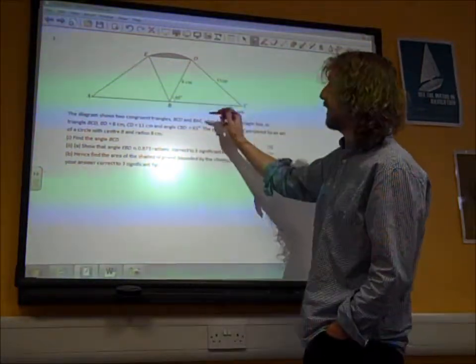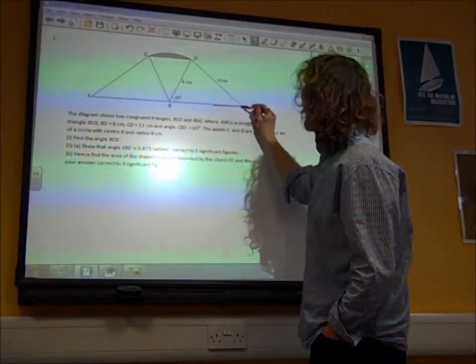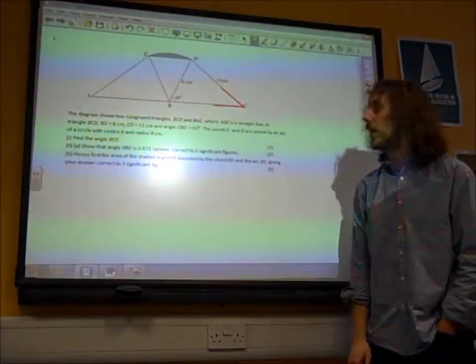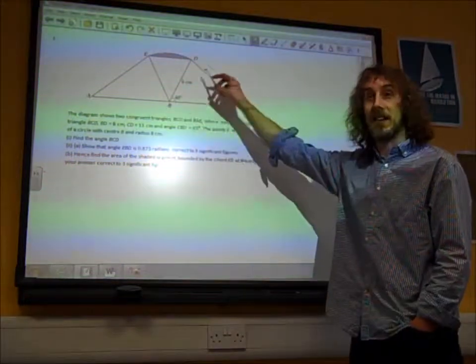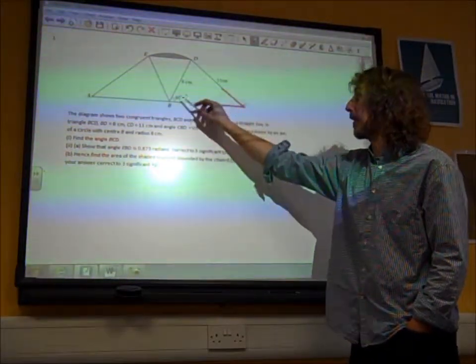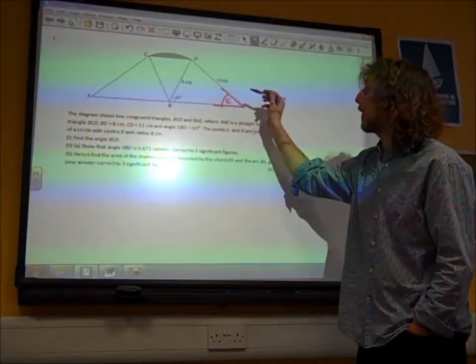Right, so BCD is that angle there. How are we going to find that? Well, this is a classic sine rule question, isn't it? We've got an angle, the side opposite it, an angle, the side opposite it, so we want that angle there.